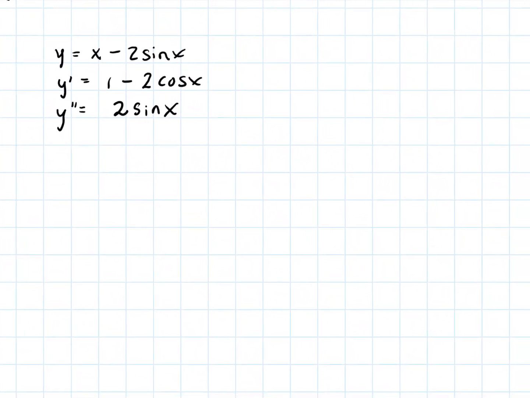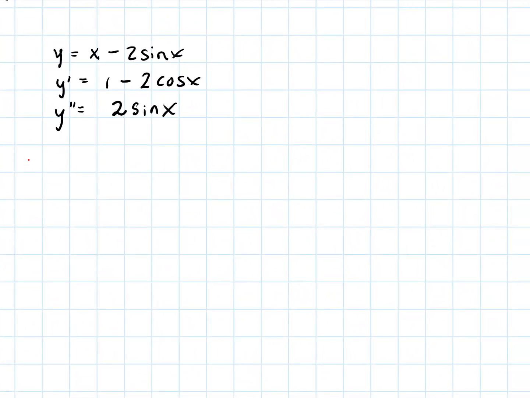And now we're going to find the critical points. So we're going to find the second order critical points, which is when y double prime equals 0 or when y double prime is undefined. Again, this function that we're looking at is a trig function.